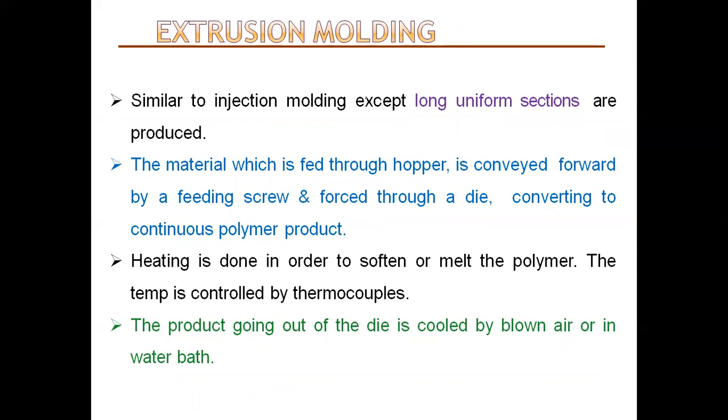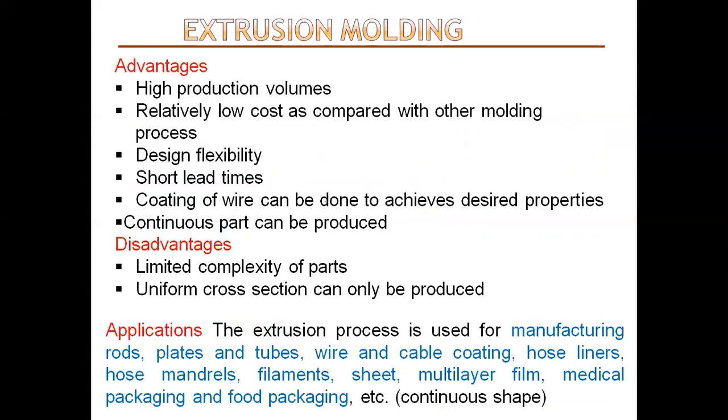As we have seen this information, now let us see the advantages. The advantage of extrusion molding is high production volume, because it is a continuous process. Next, it has a low cost compared to other molding processes. Next, design flexibility and short lead time are there, and wire coating can be achieved with desired properties. And last, continuous parts can be produced.